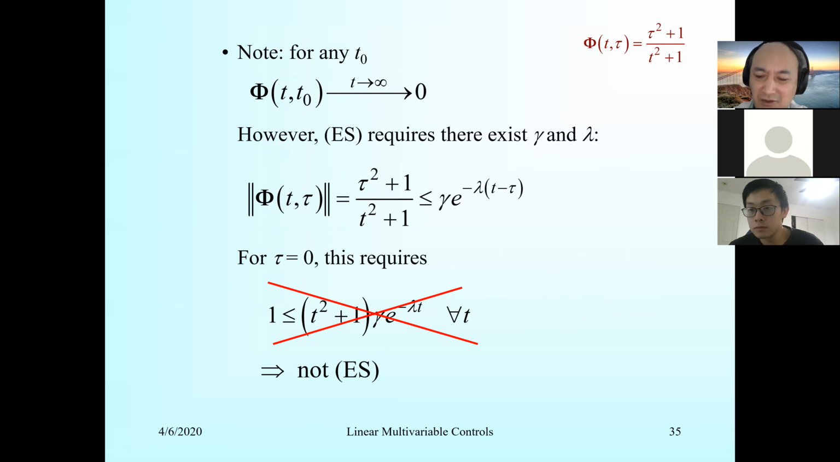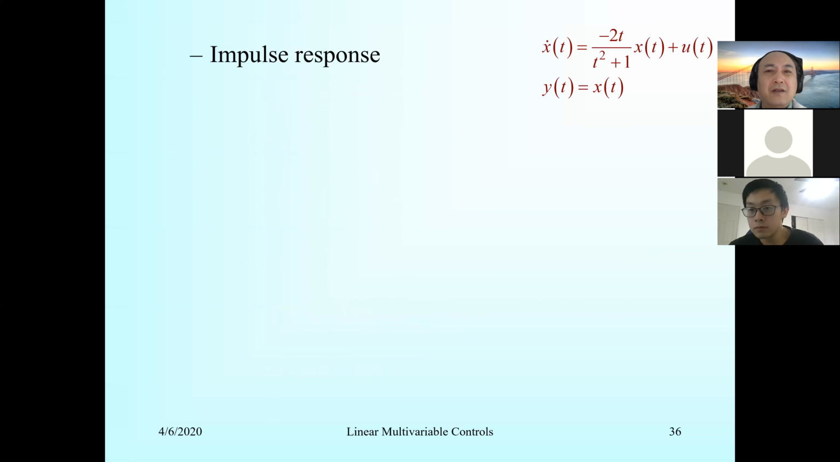This is a little bit interesting for this system. This is an LTV system: stable, but not automatically exponentially stable. But for an LTI system, if it is stable, it is exponentially stable. So let's check its impulse response.